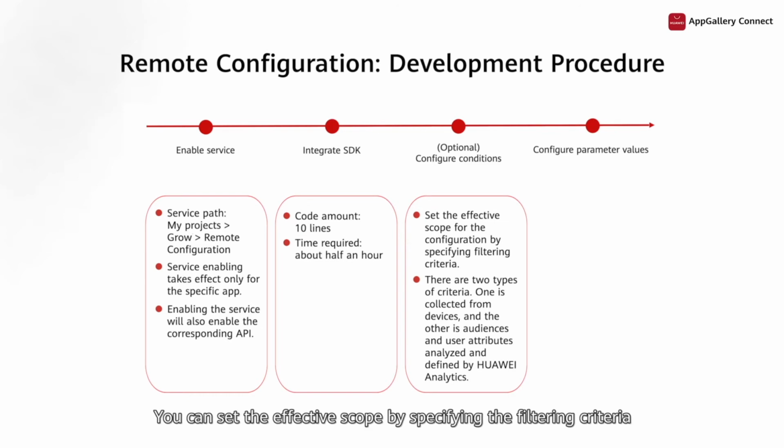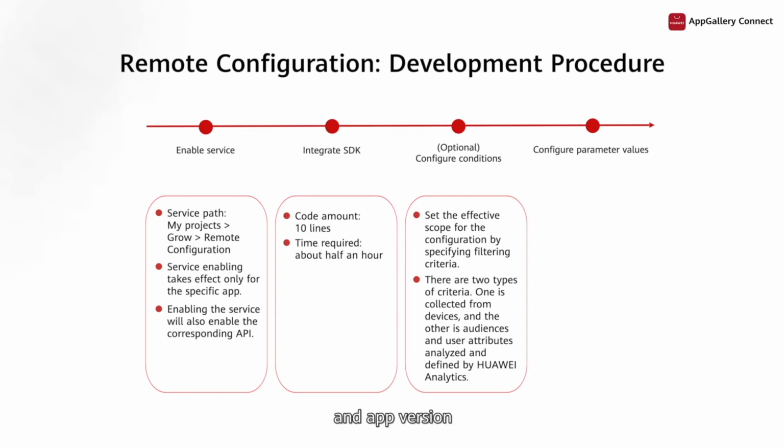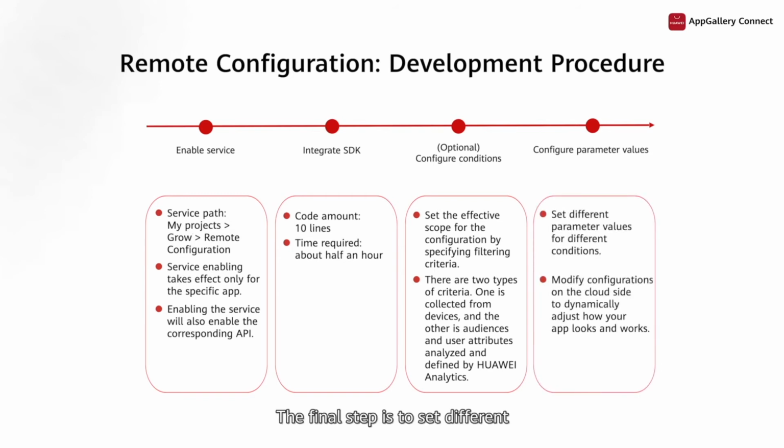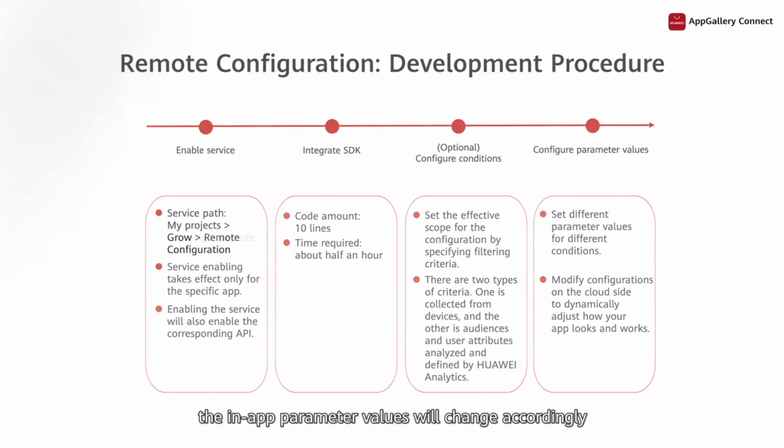You can set the effective scope by specifying the filtering criteria. There are two types of criteria to choose from. The first type is collected from devices, for example, country, region, language, OS version, and app version. The other type is audiences and user attributes analyzed and defined by HUAWEI Analytics. The final step is to set different parameter values for different conditions. These configurations are optional and can be skipped in simple scenarios. If you change the values on the cloud, the in-app parameter values will change accordingly.